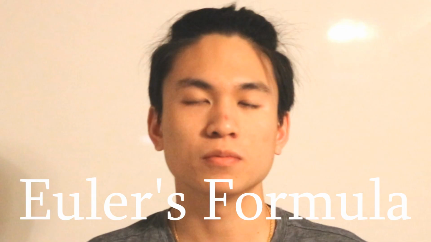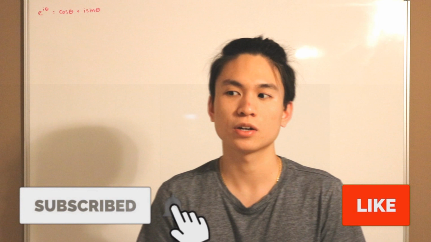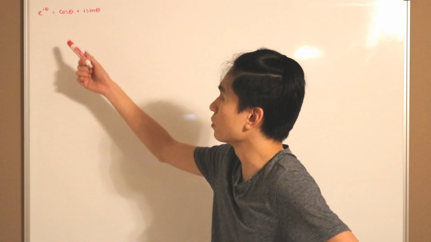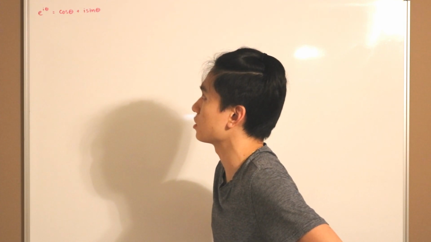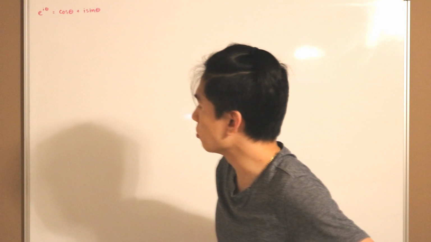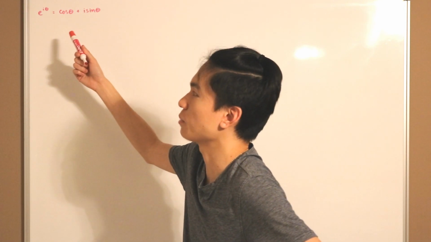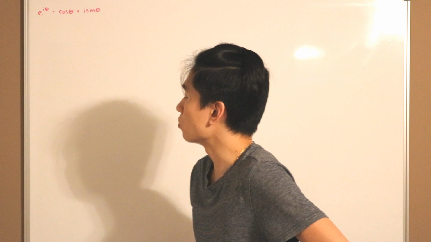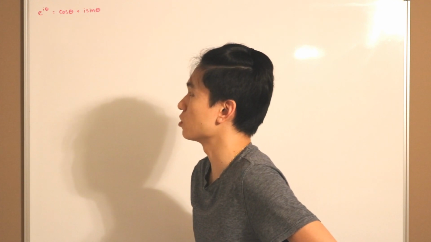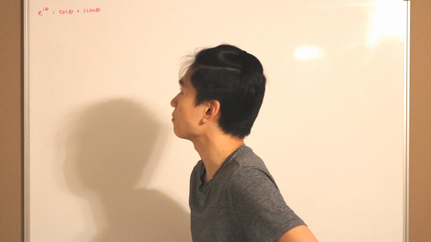Euler's formula, named after the Swiss mathematician Leonhard Euler, is the formula defined as e raised to the i theta equals cosine theta plus i times sine theta. This formula specifically establishes the fundamental relationship between the trigonometric functions and the exponential function, both of those functions being complex-valued functions.